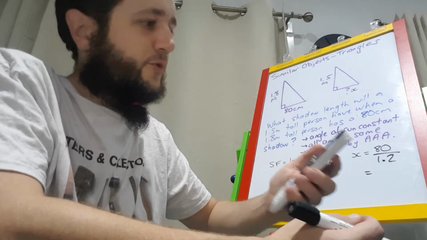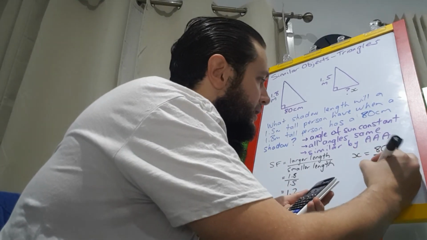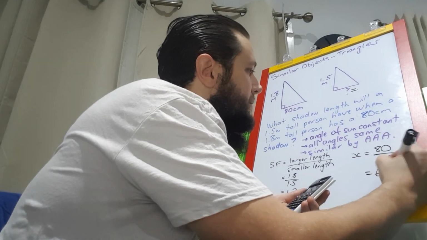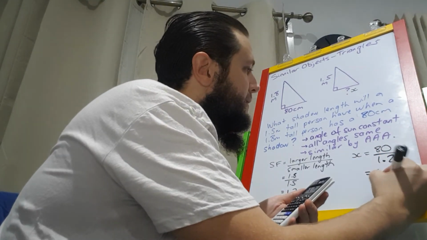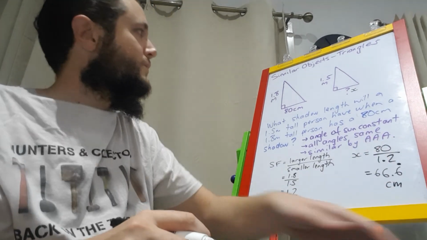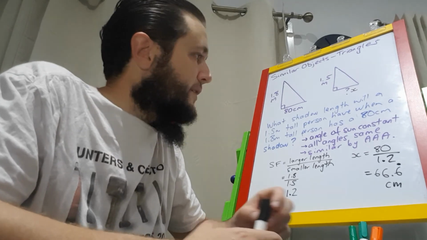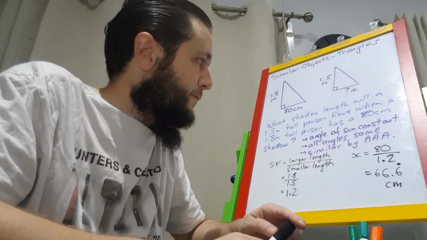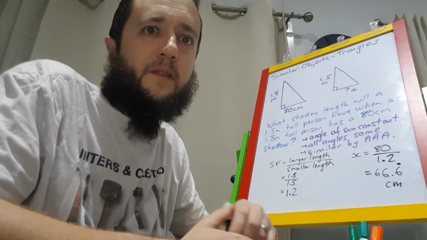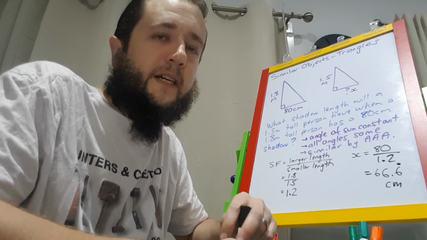my calculator shows a recurring in a strange way. It'll be 66.6 recurring centimetres. So the shorter person, the 1.5 metre tall person, is going to have a shadow of, well, nearly 67 centimetres at the same time of the day.